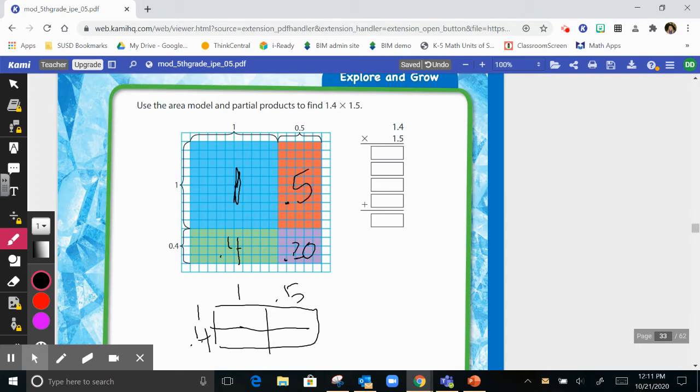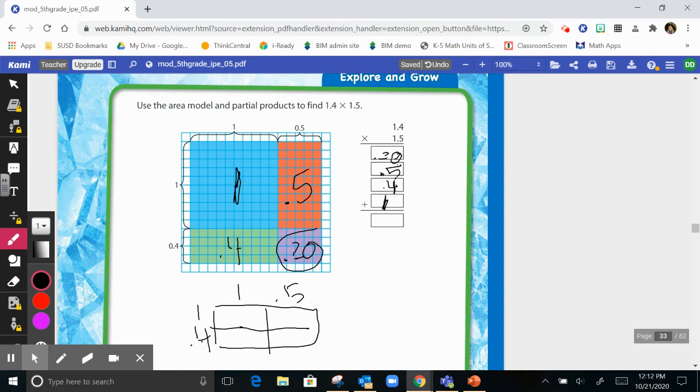When I come over here and think of it like standard algorithm, 5/10 times 4/10 is 20 hundredths. 5/10 times 1 is 5/10. And now I look to my next row, and I'm not worried about dropping zeros here because this isn't standard algorithm. This is part by part. It's partial products. 1 times 4/10 is 4/10. And 1 times 1 is 1.